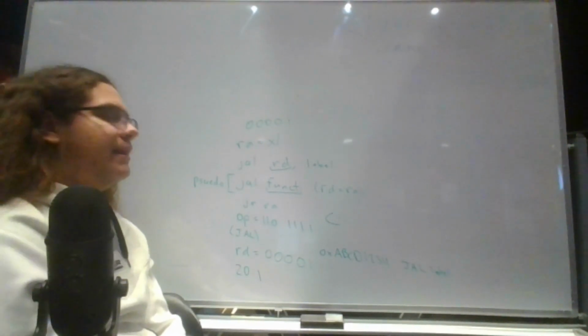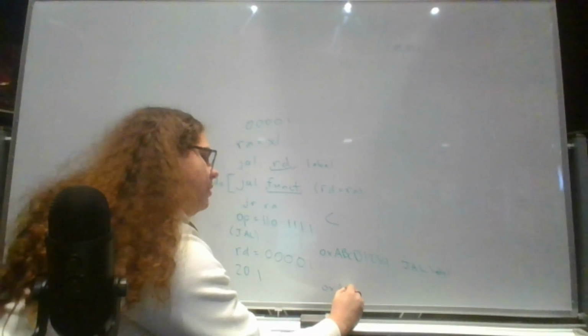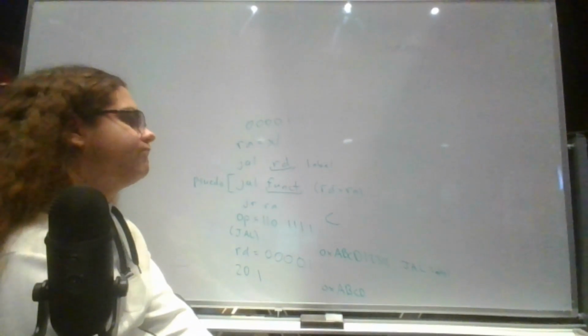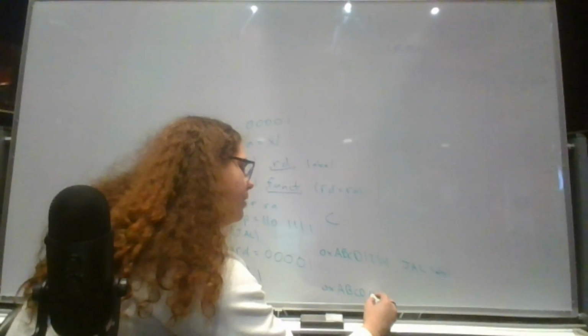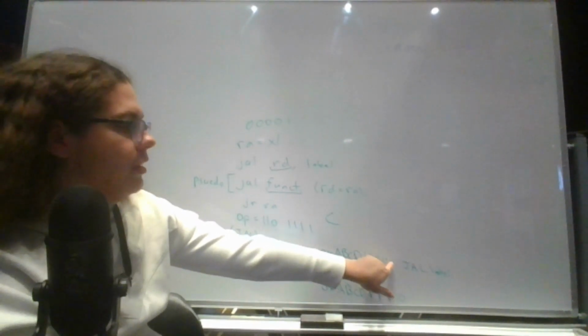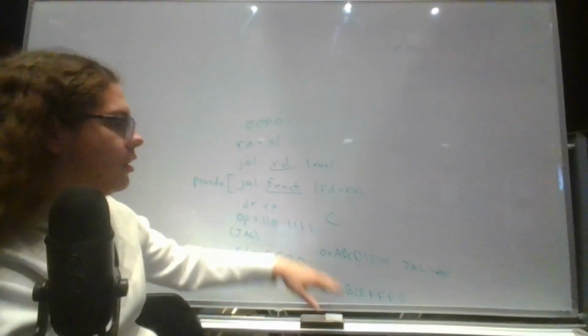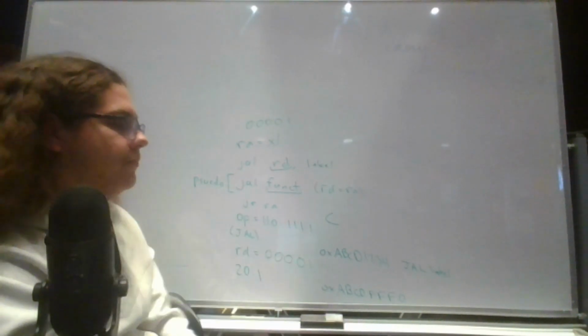And then let's say that my label is over here. Hex A, B, C, D, and then F, F, F, 0. You'll notice that both of these addresses end in 2 binary bits of 0. 4 is 1, 0, 0, and 0 is all zeros. So we have that these are word aligned correctly.